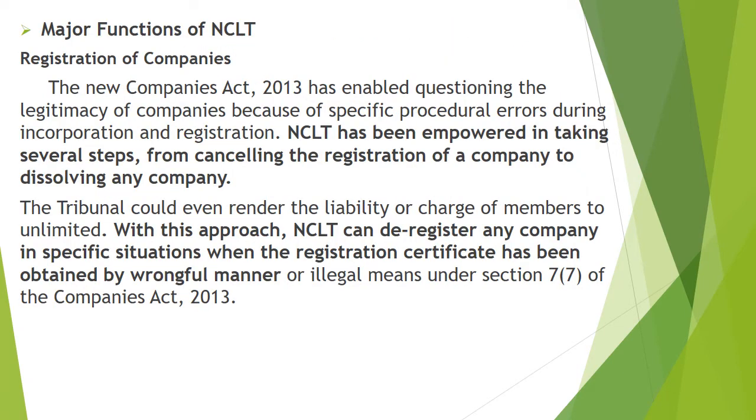Now, what are the major functions of NCLT? Registration of a company. The NCLT has been empowered to take several steps, from cancelling the registration of a company to dissolving any company. With this approach, NCLT can deregister any company in a specified situation when the registration certificate has been obtained by wrongful manner or illegal means under Section 7, subsection 7 of the Companies Act 2013.